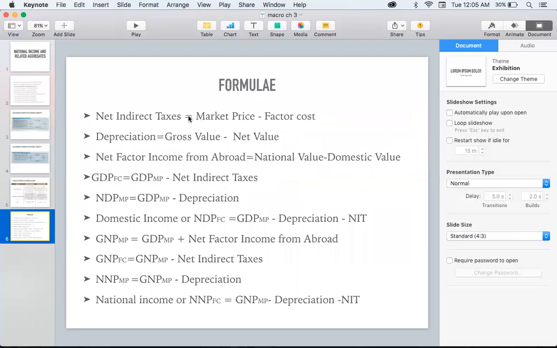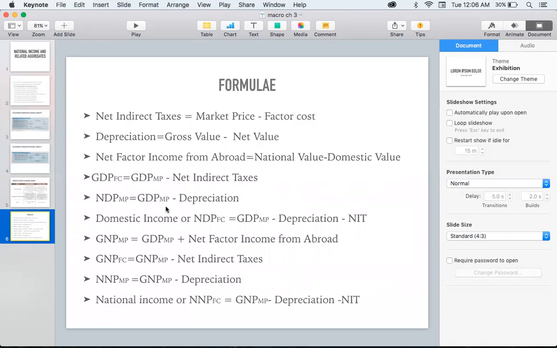Now the formulas also you have to learn by heart, that I already told you. Net indirect tax, how can we find out the net indirect tax? From the market price, we are subtracting the factor cost, we will be getting the net indirect tax. And how can we find out the depreciation? I told you the gross, and the difference between gross and net value will be giving us the depreciation. And net factor income from abroad, that means national value minus domestic value, we will be getting net factor income from abroad. And all the rest of the things you will learn by heart like that.